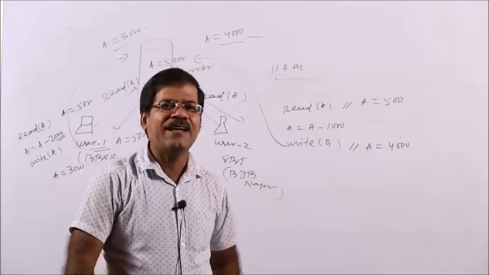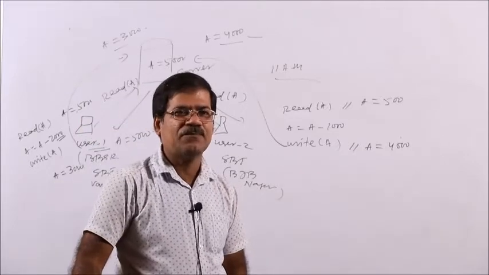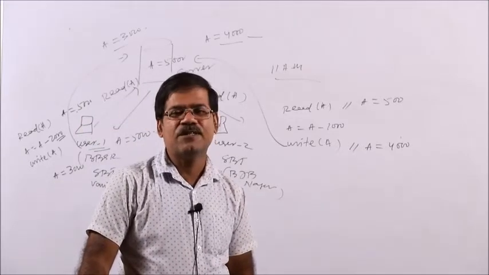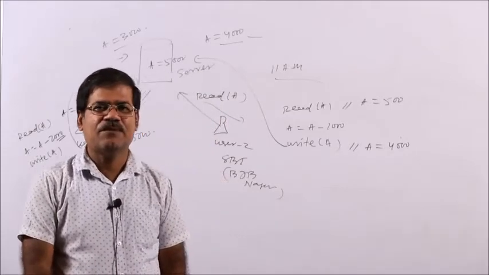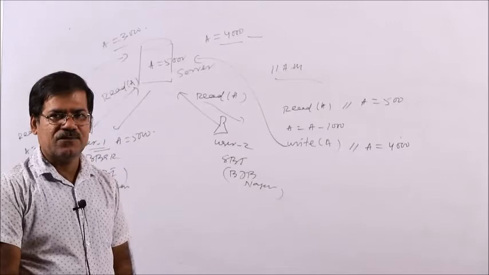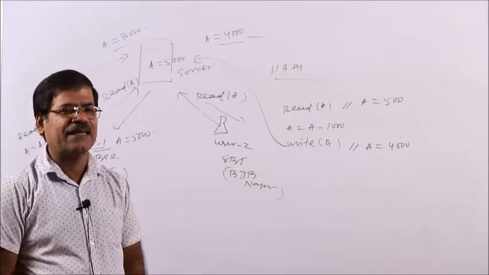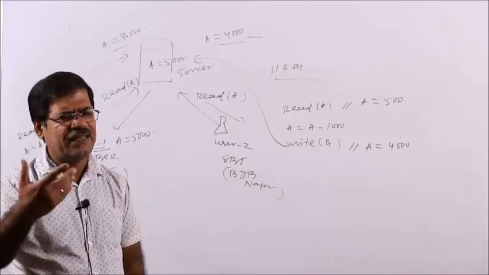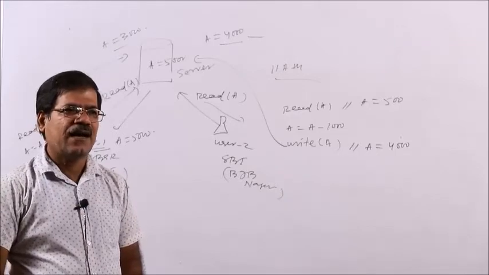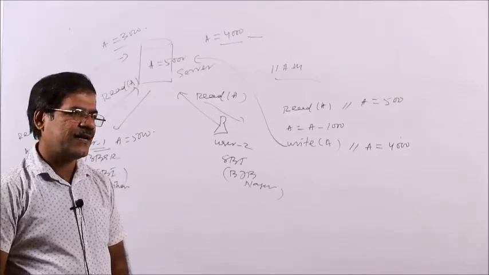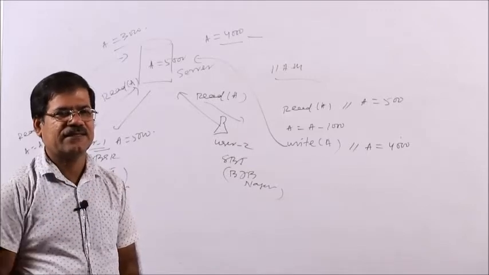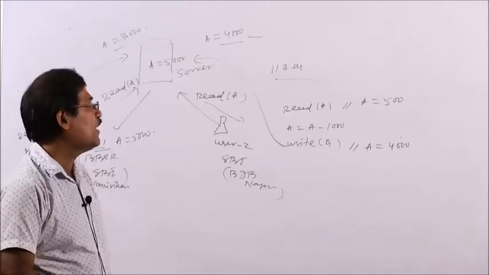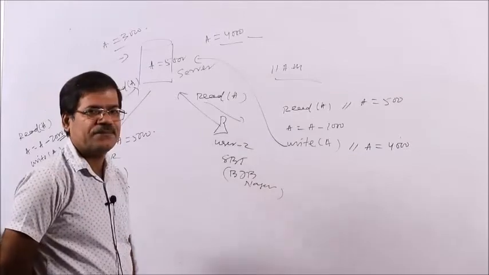So who will handle this type of problem? This is called the concurrency problem. Concurrent users want to update a particular data item at the same time. It may be an account or any resource. If multiple users want to access it at the same time, this problem will arise. We are not getting the accurate value of the data item.